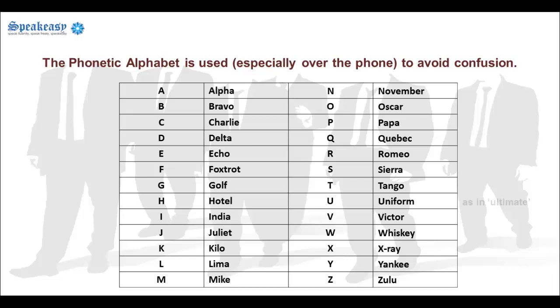V for Victor, W for Whiskey, X for X-ray, Y for Yankee, and Z, or zee as it's pronounced in the United States, for Zulu.